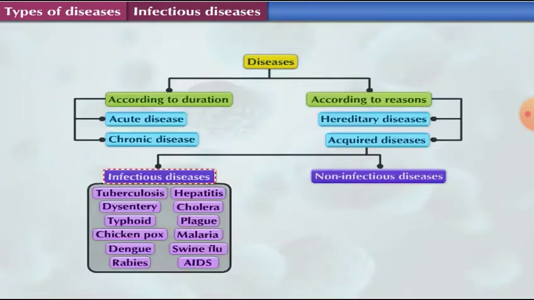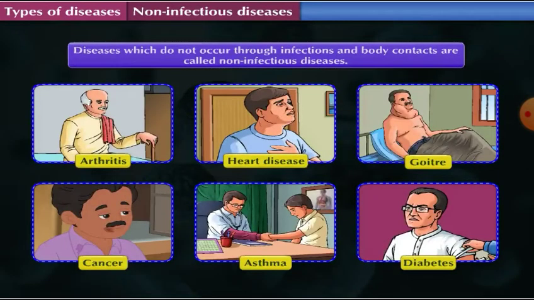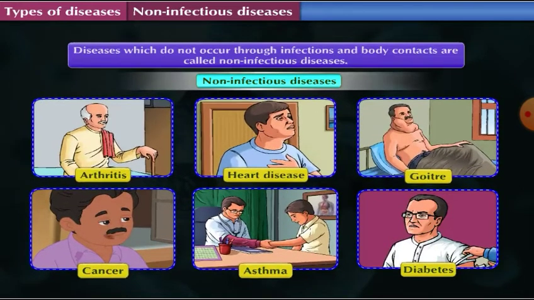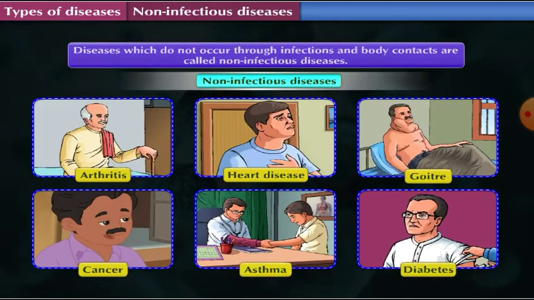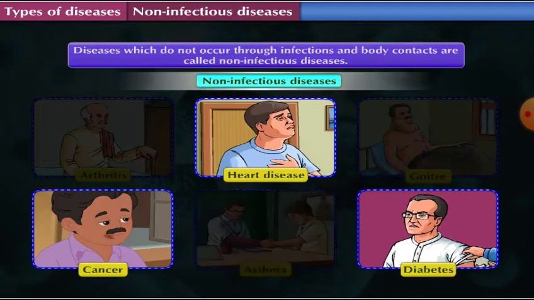After learning about infectious diseases in detail, let us now proceed to learn about another type of acquired diseases, that is, non-infectious diseases. Diseases which do not occur through infections and body contacts are called non-infectious diseases. Such diseases arise in human body itself due to certain reasons. Let us learn about some of these diseases in detail.